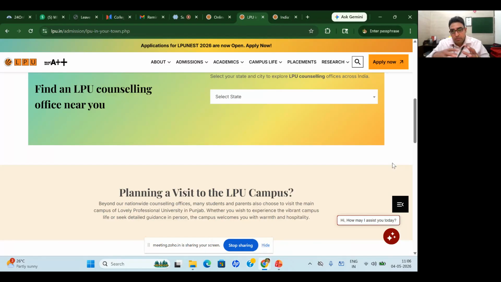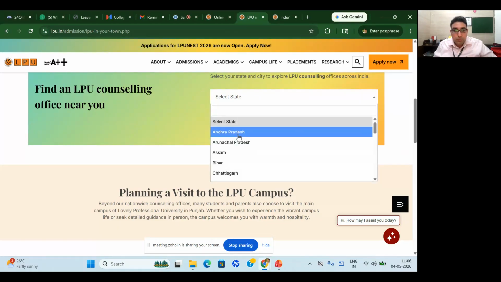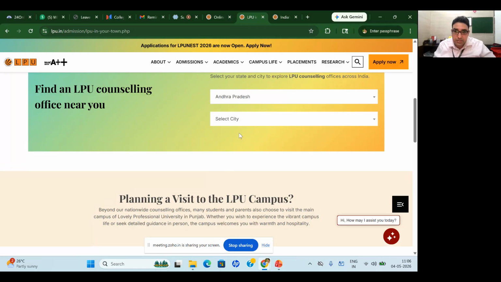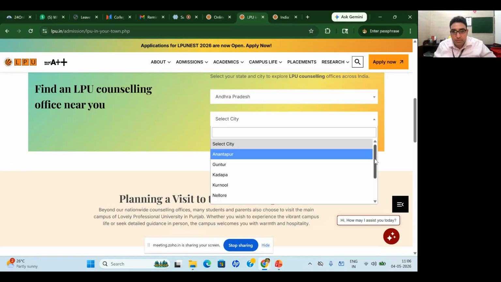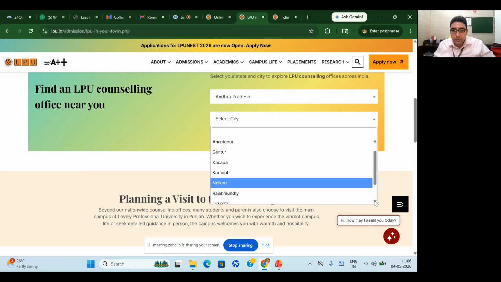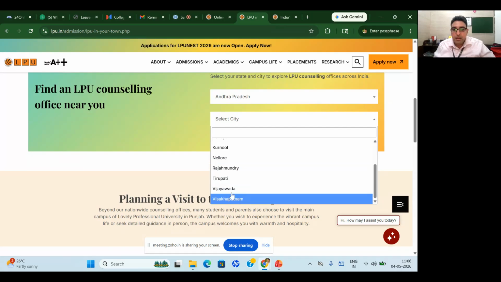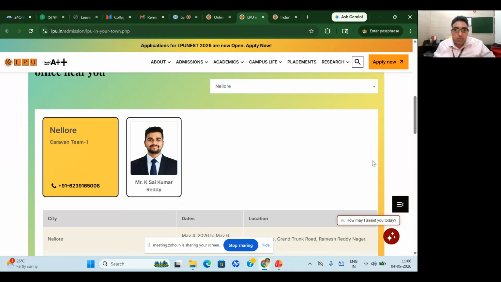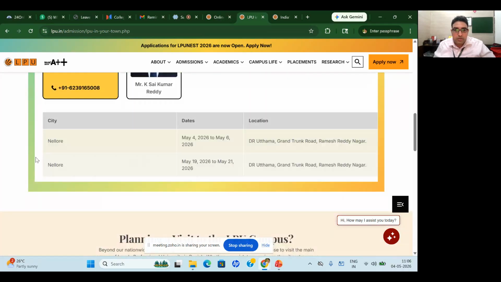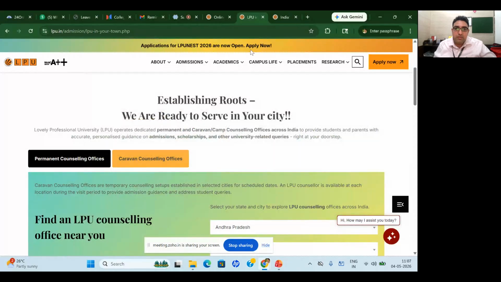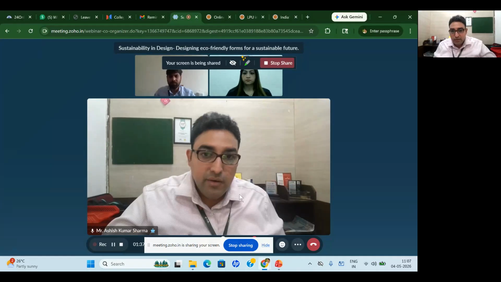We are operational in camp offices, meaning our team is moving from one place to another as well. For example, if someone is from Andhra Pradesh, we do have permanent offices in Andhra Pradesh, but you can have a moving team as well across the districts and various cities of Andhra Pradesh. These are the districts where our team is moving: Anantapur, Guntur, Kadapa, Kurnool, Nellore, Rajahmundry, Tirupati, Vijayawada, and Visakhapatnam. For example, if you click on Nellore, Mr. K. Sai Kumar Reddy is available, and the contact number is easily available. The details are also reflected on the website. From 4th to 6th May, he will be here in Nellore at this address: Dr. Uthama, Grand Trunk Road, Ramesh Reddy Nagar. This is how you can find our officials in your city.